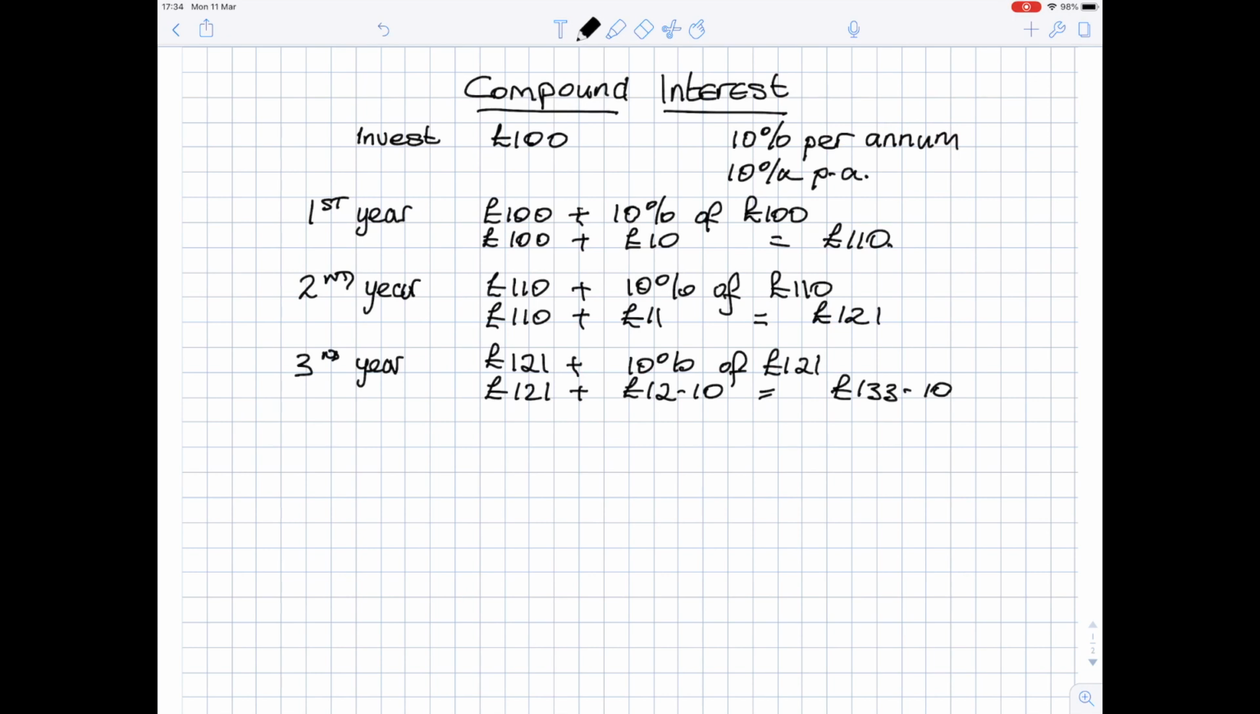Now you can see that each year the interest is increasing. The first year your interest was £10, the second year your interest was £11, and the third year your interest was £12.10. And this is because every single year you're starting off with more money in your account. Now, when you have to do this for several years, it gets quite tedious to do each year separately. So there is an easy way to calculate it.